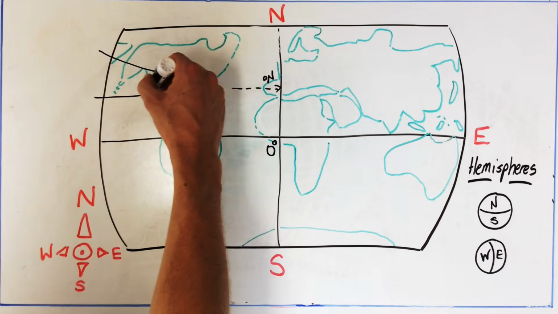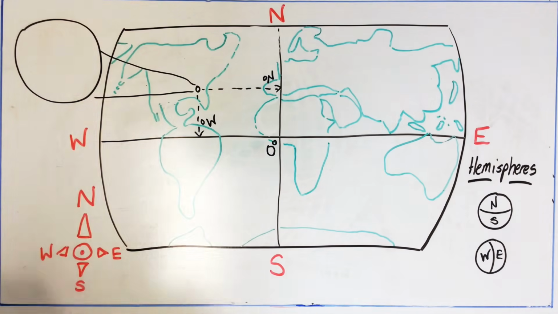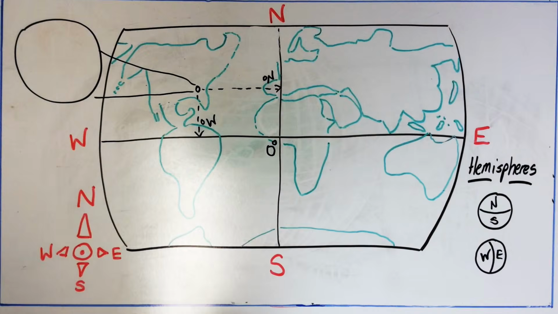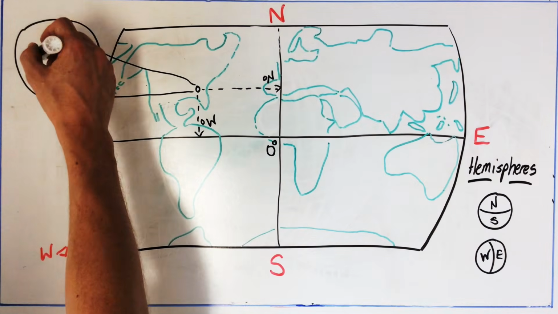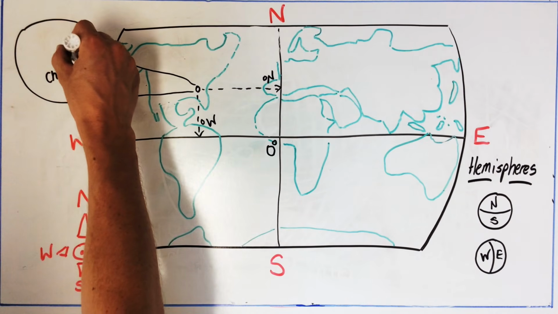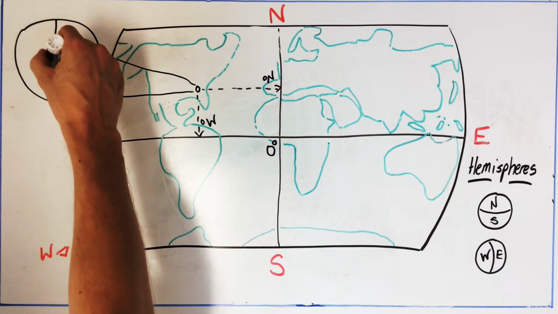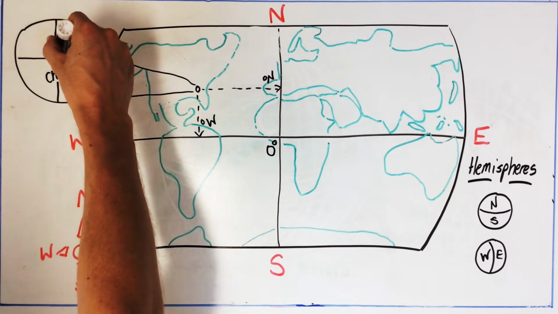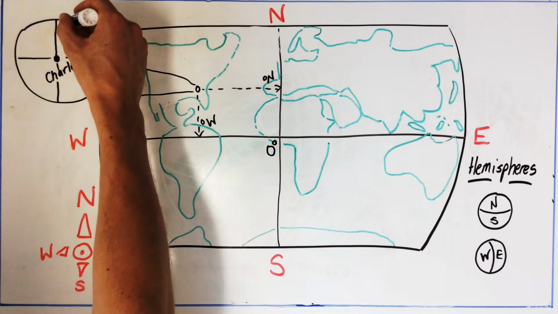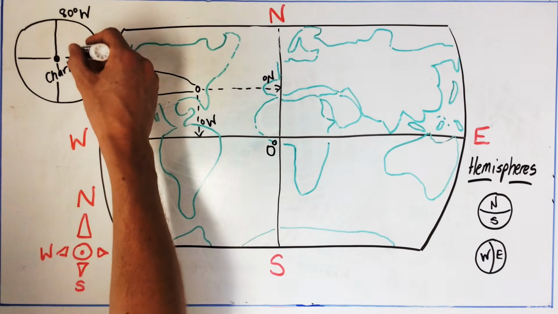Because Charlotte is located north of the equator in the northern hemisphere, we'll measure that line of latitude in degrees north of the equator. And because Charlotte is in the western hemisphere, west of the prime meridian, we'll measure the line of longitude in degrees west of the prime meridian. The equator and the prime meridian are both located at 0 degrees, so the farther away you get from either, the bigger the number will be.